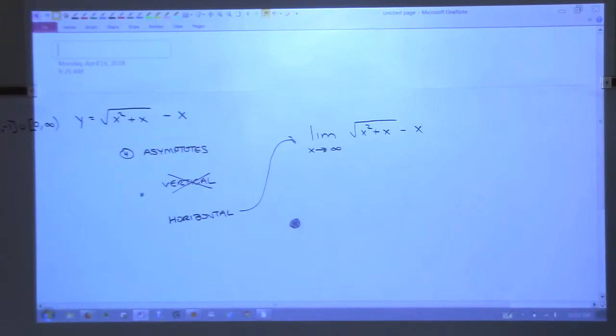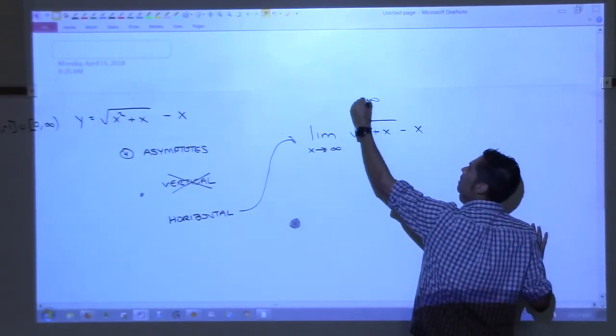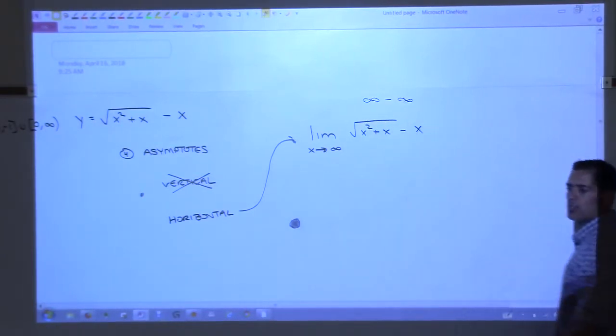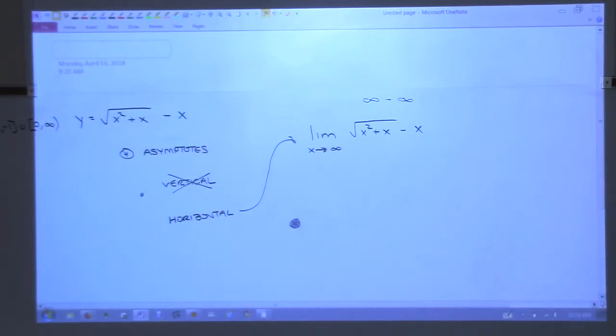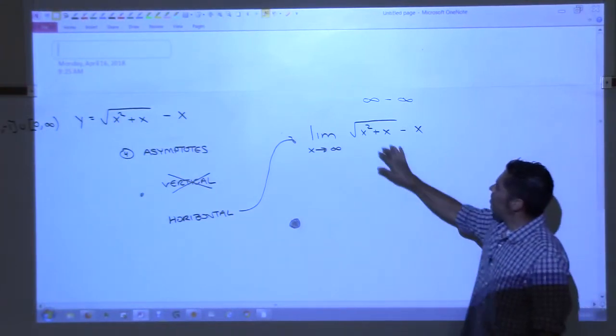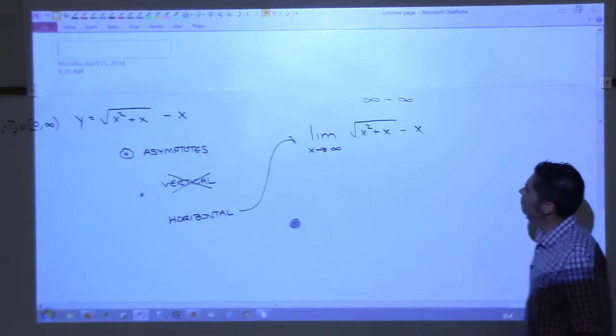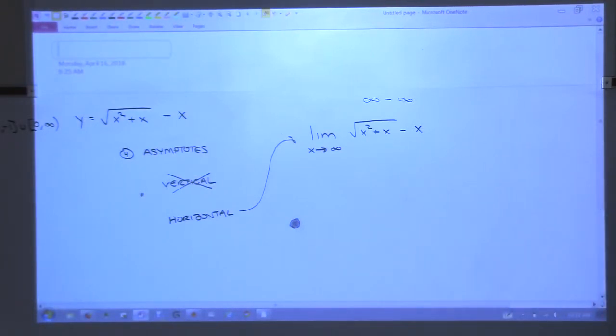What? How in the world are we going to do this? Because this does turn out to be like infinity minus infinity, and isn't that an indeterminate form? Right? What's that? Isn't this a little more than this? Yeah, I mean, you could argue that.